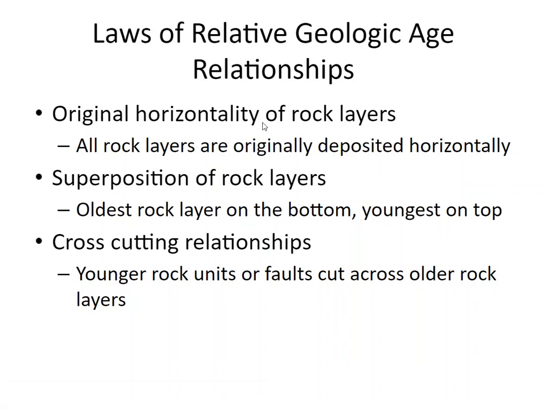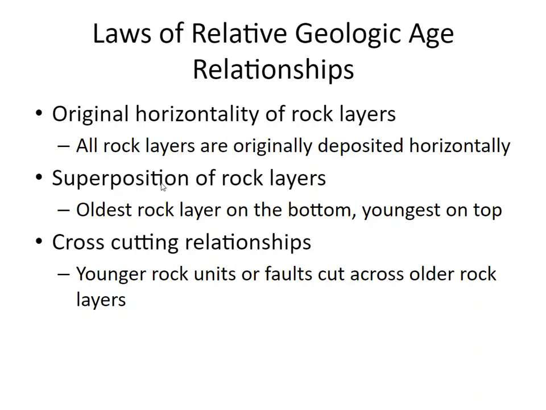The original horizontality is the most simple. It's just a statement of what we just looked at. All rock layers are originally deposited horizontally. Now, why does that happen? Well, it's because gravity is going to pull everything down to the ground. As if you shook up a jar with mud in it or sand in it, the sand would lay out horizontally at the bottom of the jar because of gravity. So that's the same in the oceans too, or in water. So all rocks are horizontal to begin with.